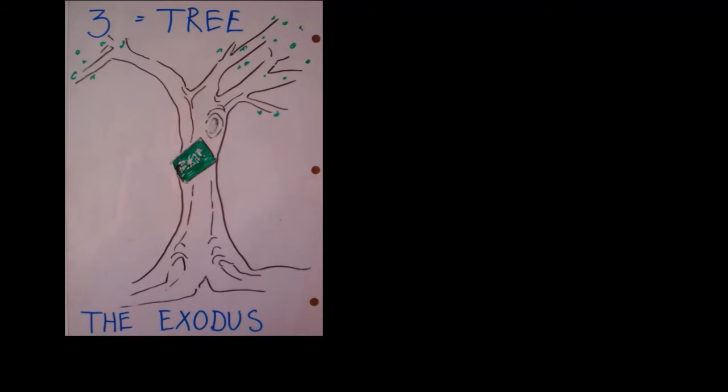Next we have 3 tree, and what comes to my mind is this tree with an exit sign nailed to it. Yes, that does say exit on the side of that tree, which reminds me of the Exodus, where God brought Israel out of Egypt with a strong and mighty hand to worship him. We have the Red Sea incident. We have Mount Sinai, the giving of the law, and yes, Israel wandering in the wilderness for 40 years.